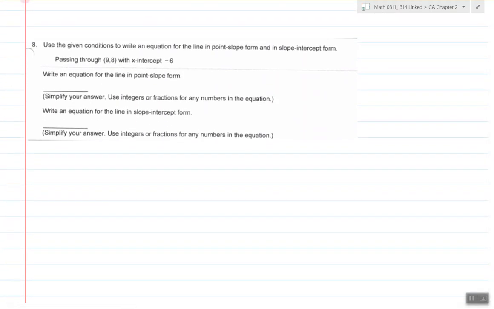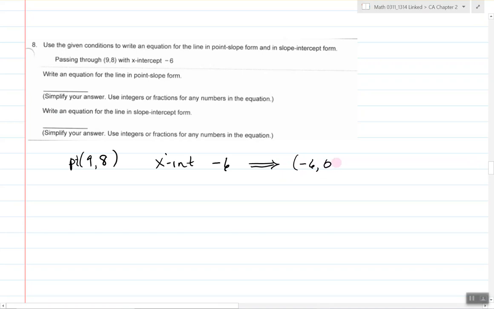All right, problem number 8. You're given a point of 9, 8, and you're given an x-intercept of negative 6. Now, an x-intercept, although it's interesting, is not all that helpful when it comes to writing the equation of a line. If you were given the y-intercept, it would be wonderful, but the x-intercept actually is just a point. It is the point negative 6, 0.